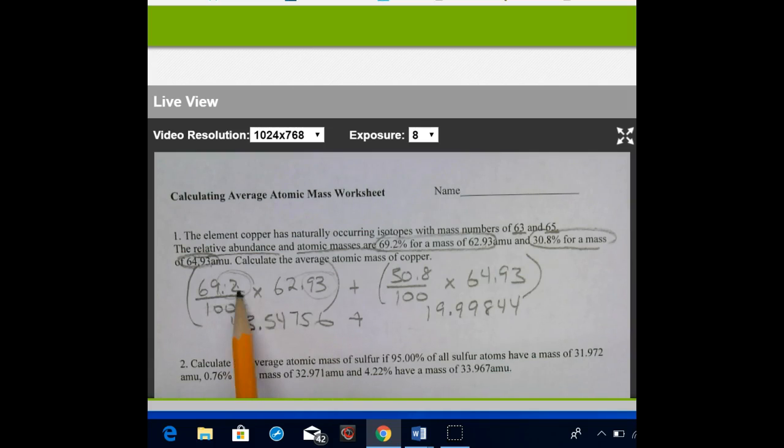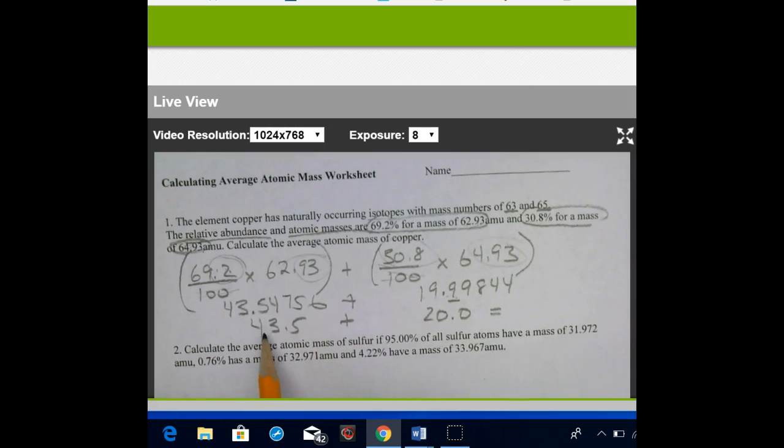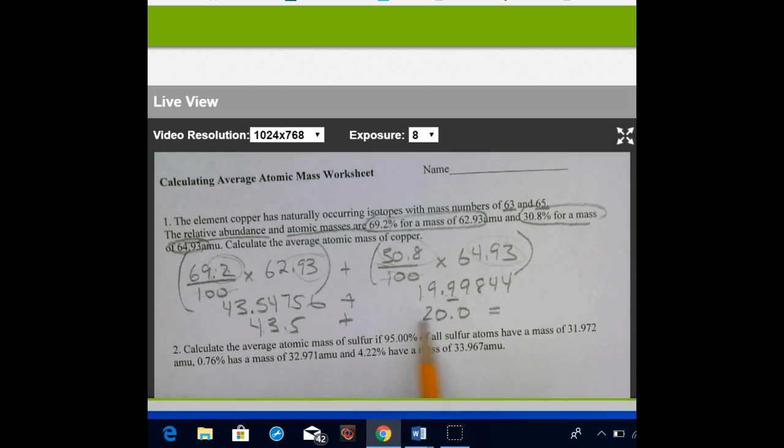So this one has 1, so we look at 43.5. Then we see if we round up or down. It has a 4 next to it, so we're just going to keep that, 43.5. Then we look at the next one. We don't care about the 100. We look at the 30.8, which has 1 decimal, and the other has 2, so this one's going to have 1. We look at this number, 9. It has a 9 next to it, so we're going to round up, and this becomes 20.0. And we add them, 43.5 plus 20.0. It's going to be 63.5.